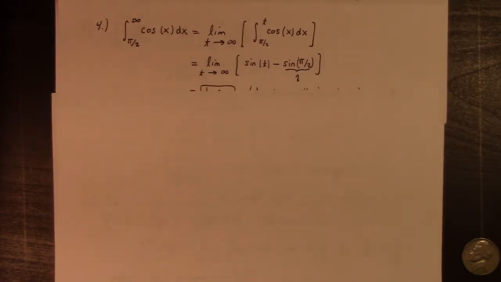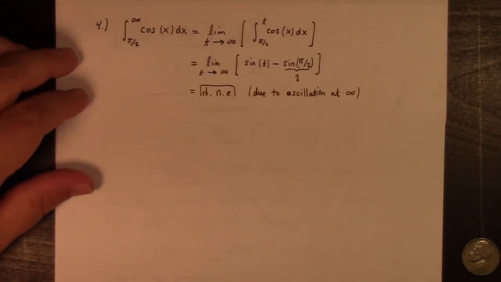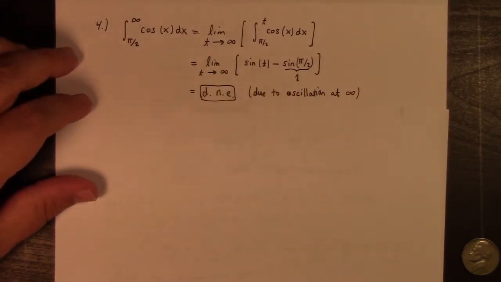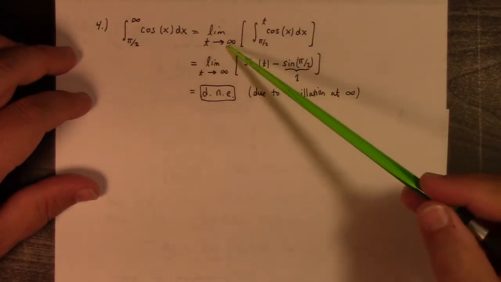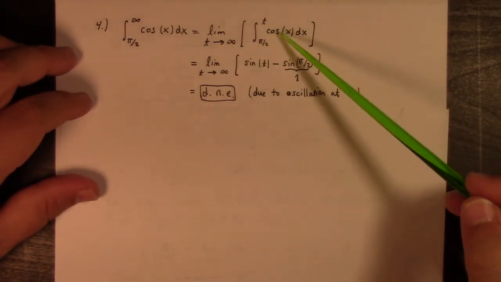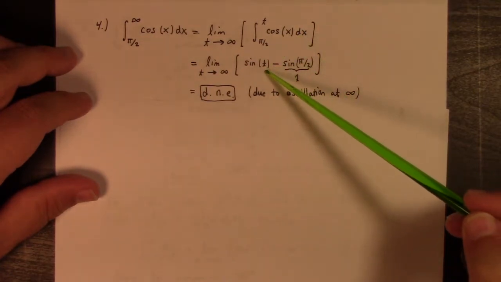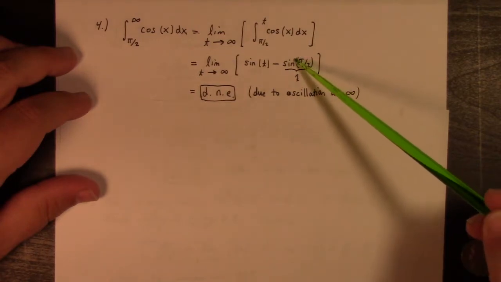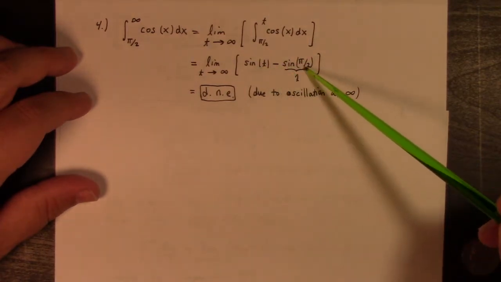Example 4, the integral from pi over 2 to infinity of cosine x. So we take the limit as t goes to infinity of the integral from pi over 2 to t of cosine x dx. That integrates to sine. And then we get sine of t minus sine of pi over 2. Sine of pi over 2 is 1. So you get sine of t minus 1.